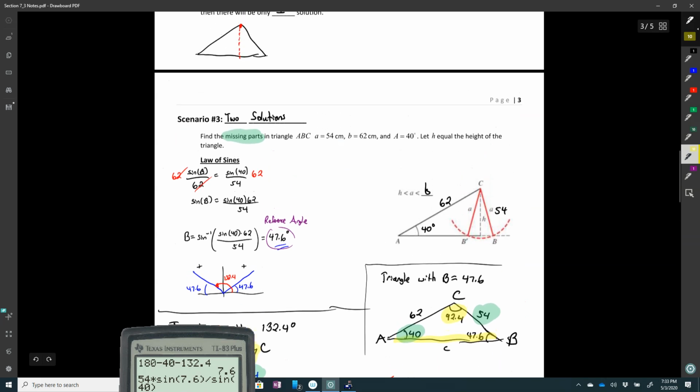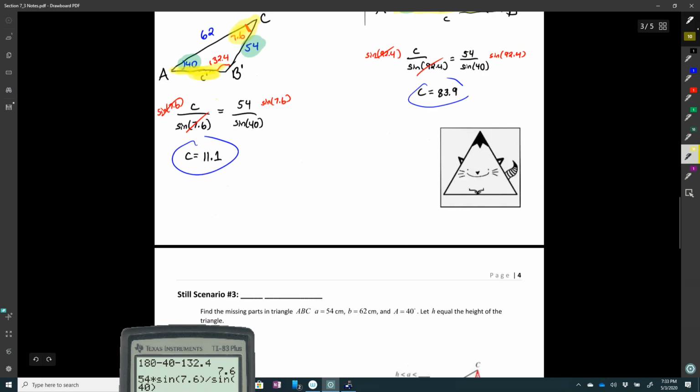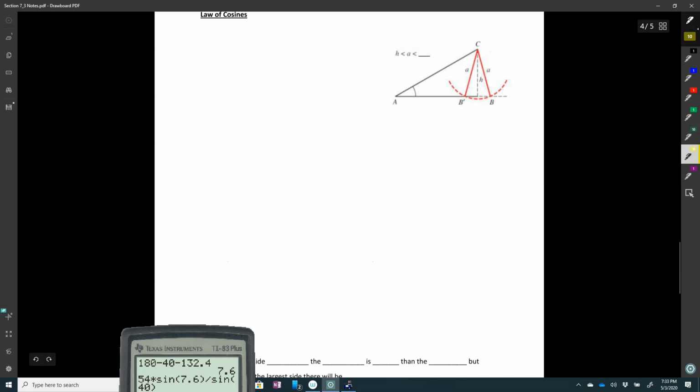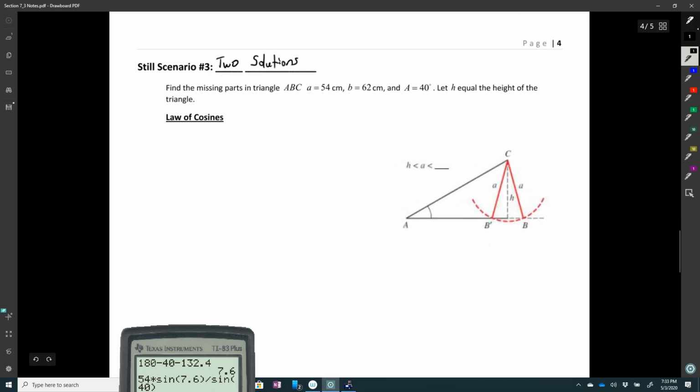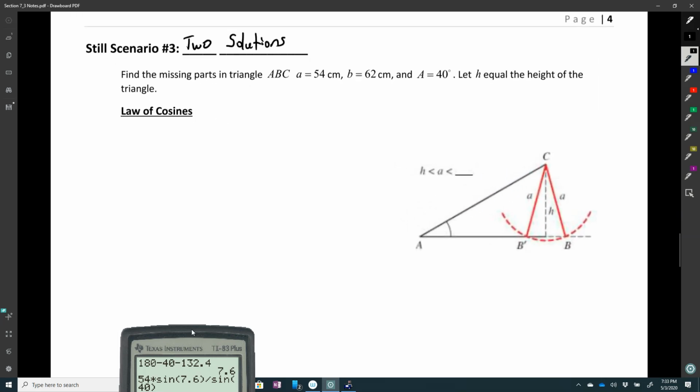Yay. So that's two solutions with the law of sines. Now I'm going to do the same thing, but this time with the law of cosines. Notice it's still scenario 3. I don't want to do scenario 3 anymore. So if we do the same exact thing, but with the law of cosines, rather than finding angle B first, we instead find this guy first. But we have to pretend that it's sandwiched between, because we know angle A.